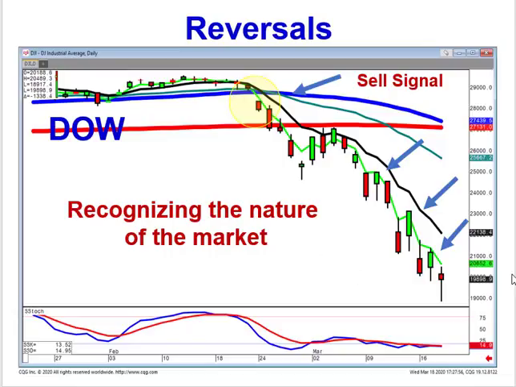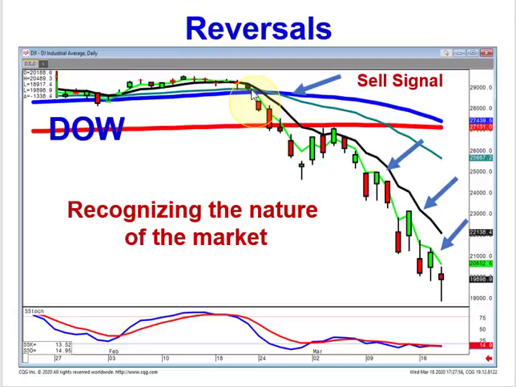Now, if you were like me before candlesticks came along, I was always the one saying, oh man, when was this market going to reverse? My long positions are killing me. But we can see now where the reversal signal area was.